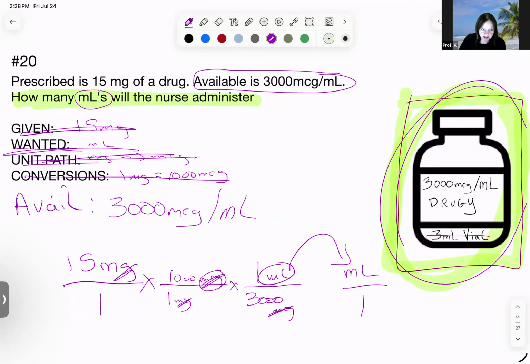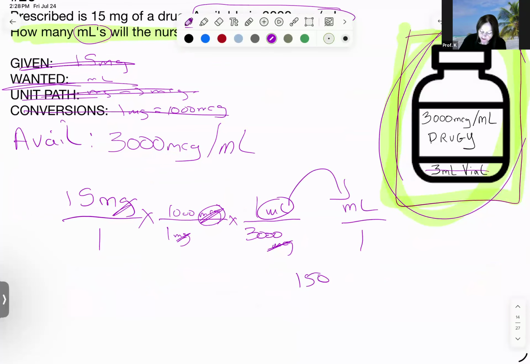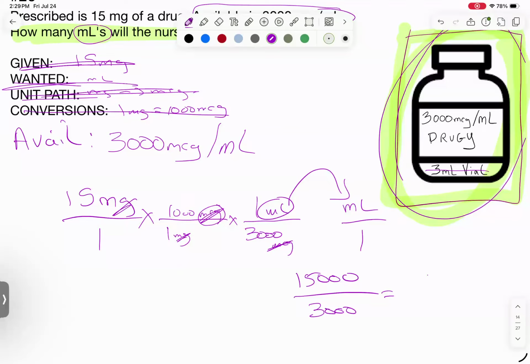So 15 times 1,000 is, I'm going to write it down here, 15,000. And 1 times 1 times 3,000 is 3,000. So now I'm going to divide 3,000 into 15,000. And what will my final answer be? 5 milliliters.